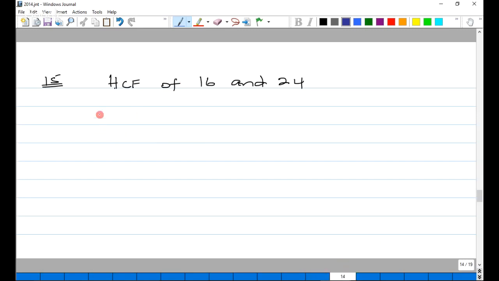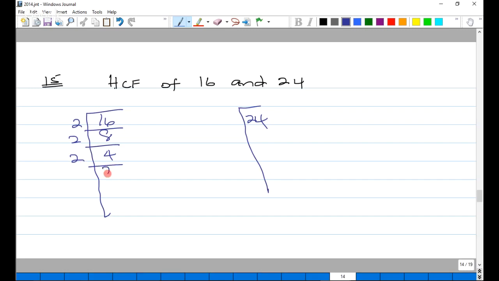Highest common factor of 16 and 24. 2 goes how many times? 2 into 16, 8. 2 into 8, 4. 2 into 4, 2. 2 into 2, 1. 2 into 24, 12. 2 into 12, 6. 2 into 6, 3. 3 into 3, 1.